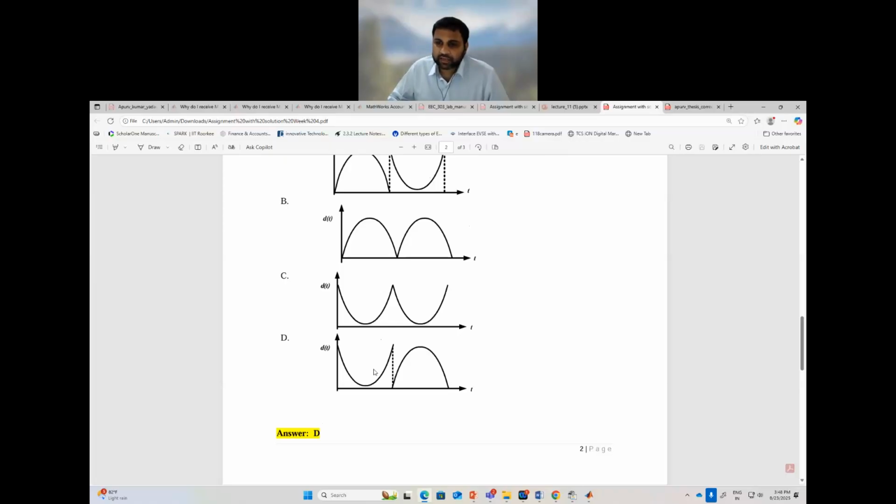While in the positive half cycle, it is just the d of t, that means it is 1 minus Vs sine omega t by V naught. So that's why we have 1 minus sine omega t, some constant times the sine omega t variation comes into the picture. So that's why the variation is something like this. So the correct option is D.